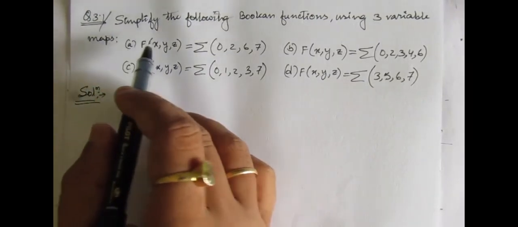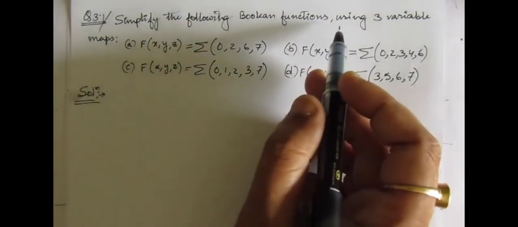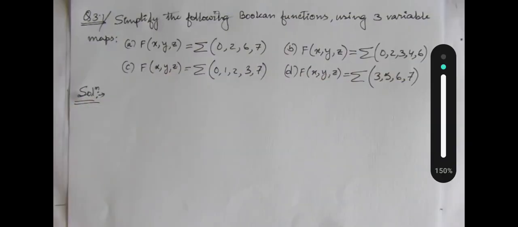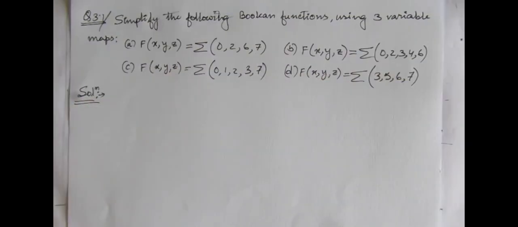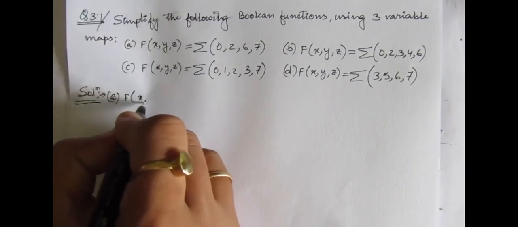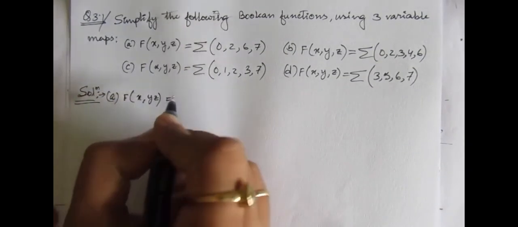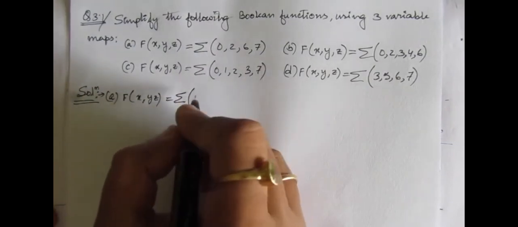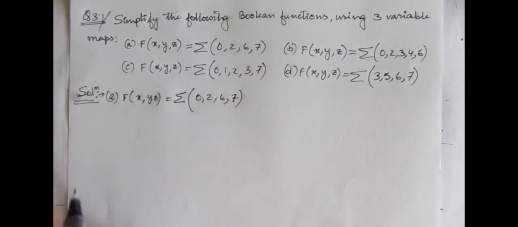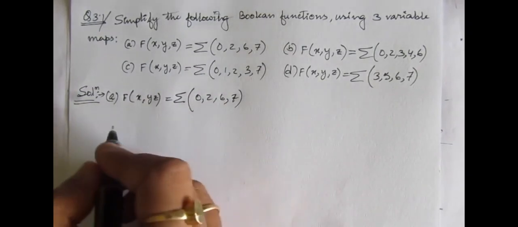3.1. The problem is to simplify the following Boolean functions using 3 variable maps. So we have to use 3 variable maps and simplify. That means we have to minimize it, or find the minimized Boolean function. The first problem is f of x, y, z equal to sum of minterms 0, 2, 6, 7. Okay, so we have to make a 3 variable map.